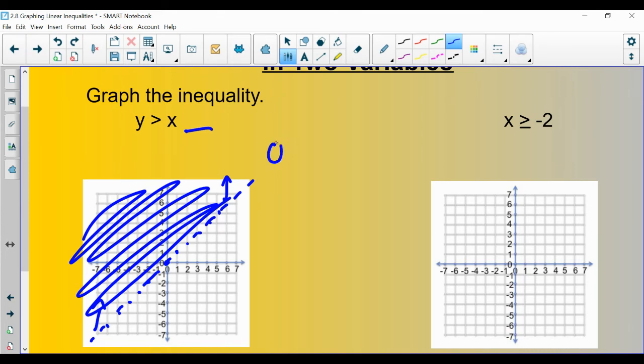I could also use a test point. I could use the test point like 0, 5. That's right there. If I plug in 0 for x and 5 for y, I get 5 is greater than 0. Is that true? It certainly is. Therefore, it should be shaded.